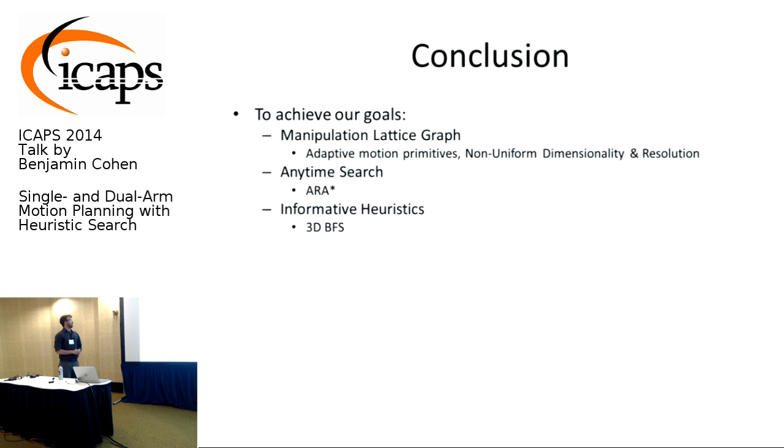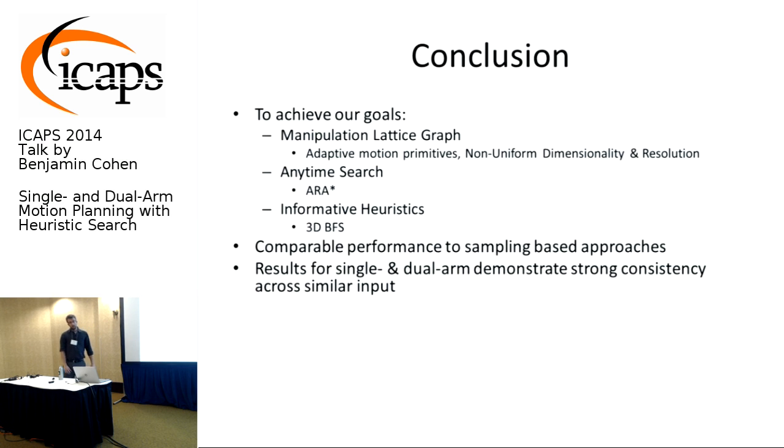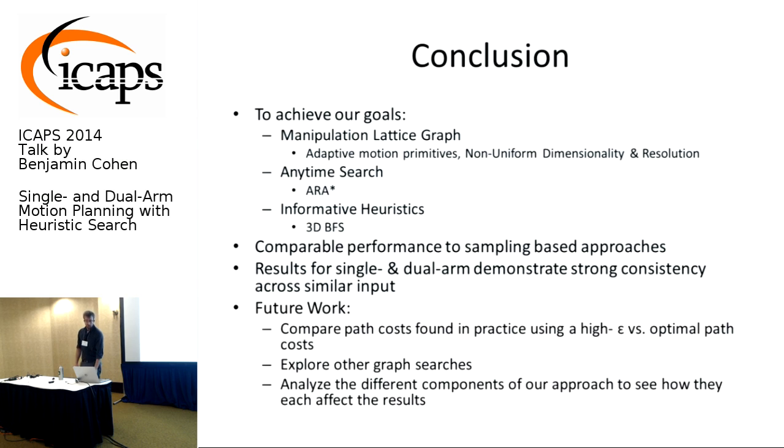So in conclusion, to achieve our goals, we use these 3 components: the manipulation lattice graph, A-star, and the 3D BFS. We actually do have comparable performance to sampling-based approaches in terms of time, and shorter path lengths across the board. Our results show that our planner demonstrates strong consistency for similar input. And our future work is to compare the path costs found in practice using a high epsilon versus the optimal path costs, just to see what we're missing out on by using a high epsilon. Also, we want to explore other graph searches, and we want to see the benefit of all the different components of our approach.